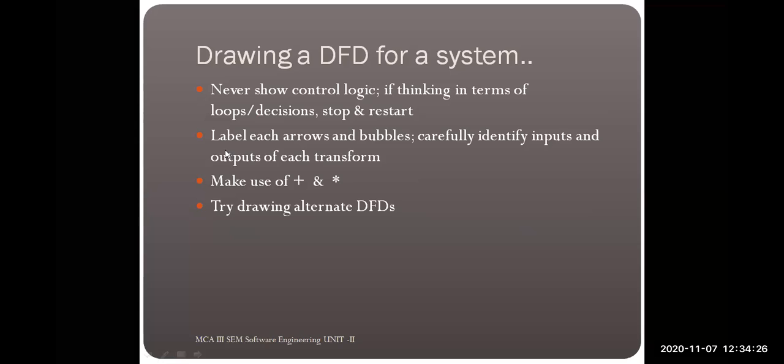Then, an important point: label each arrow and bubble carefully and identify the inputs and outputs of each transform. Not only do we draw all those things, you have to label them, the arrows, bubbles, everything. And after processing each transform, carefully identify its inputs and outputs and make use of operators like plus and asterisk. These are the two operators represented in the diagram.